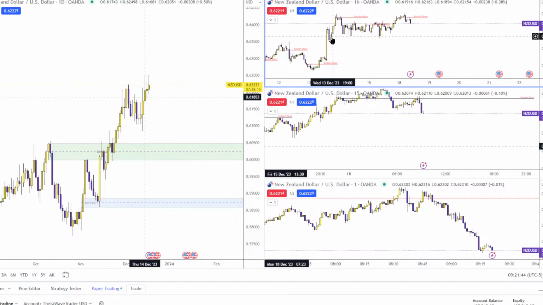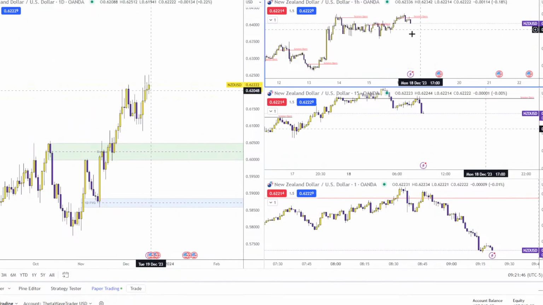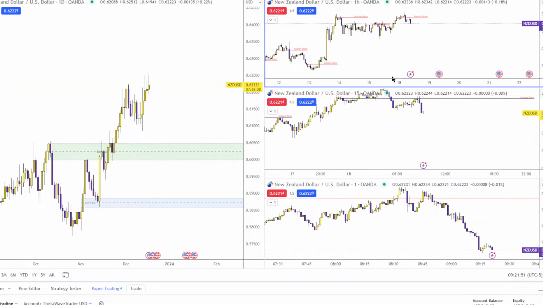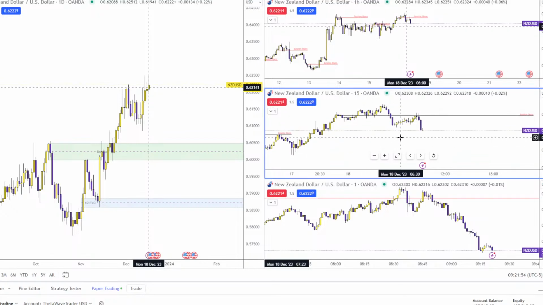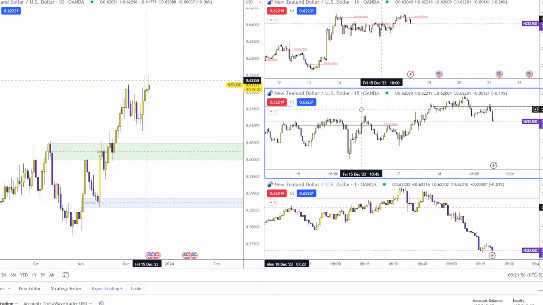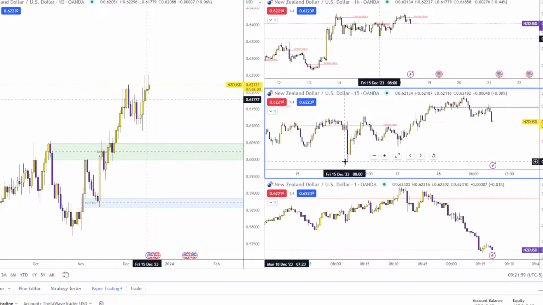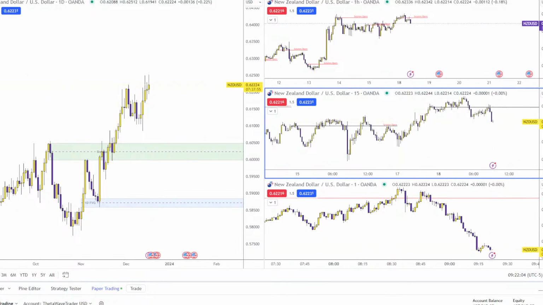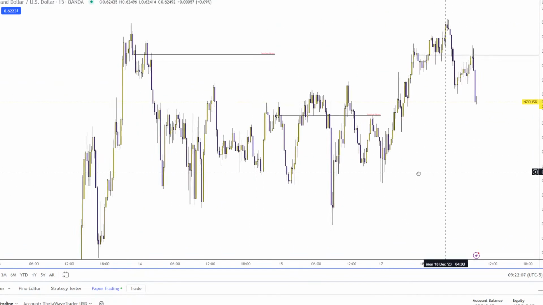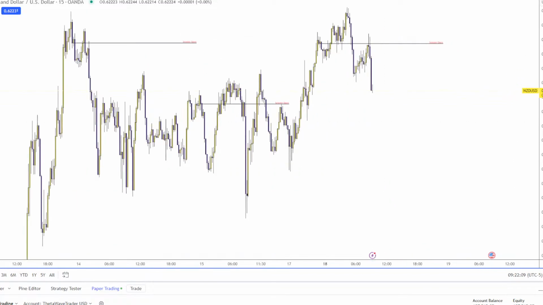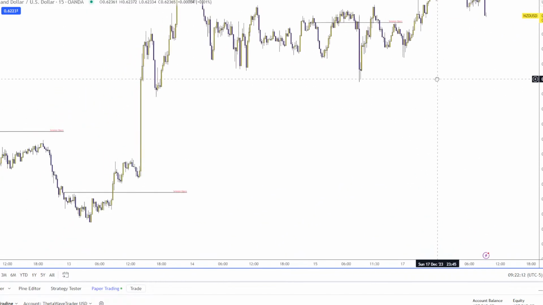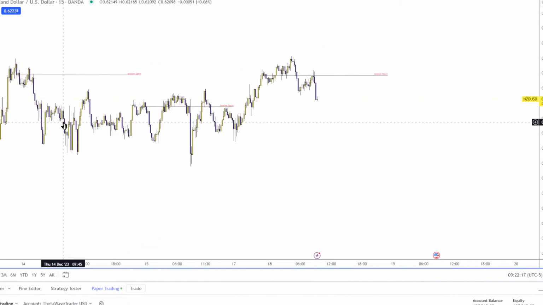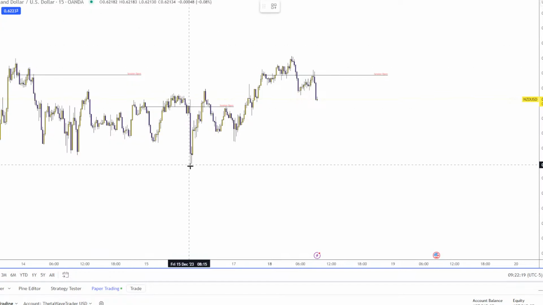Okay, so here's New Zealand dollar consolidation. We have a return to consolidation. This may be the only opportunity. I don't know. We're into the top of it. Okay, so if we take this one, blow it up here. I don't want to see this.